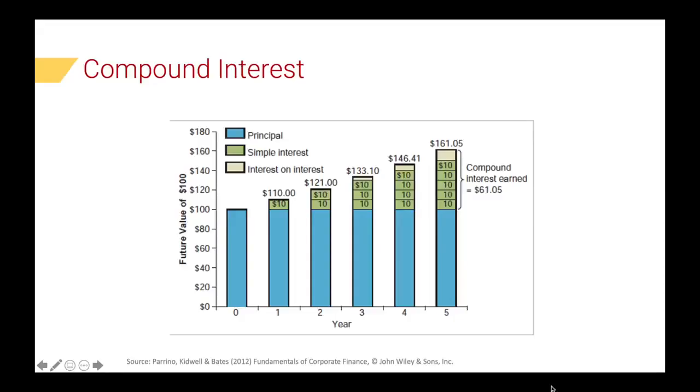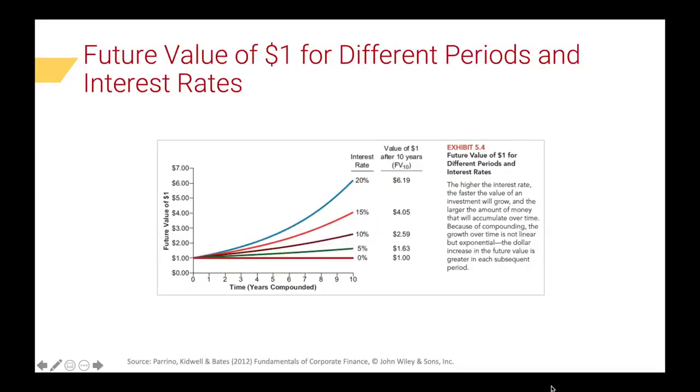Compounding interest. I will pause for a moment to let you review this graphic because this will explain clearly the compounding interest. Future value of $1 for different periods and interest rates. The higher the interest rate, the faster the value of an investment will grow, and the larger the amount of money that will accumulate over time. Because of compounding, the growth over time is not linear, but exponential. The dollar increase in the future value is greater each subsequent period.